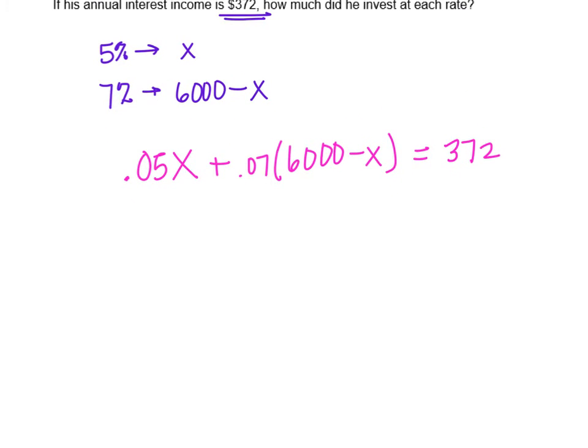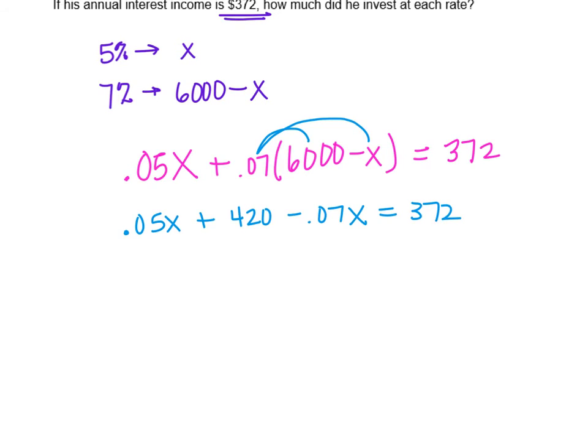Again, start with the distributing. I'm going to bring down the 0.05x, multiply 0.07 times 6,000. You get 420. Then 0.07 times a negative x, so minus 0.07x equals 372. Combine your like terms. 0.05x minus 0.07x is negative 0.02x plus 420 equals 372.